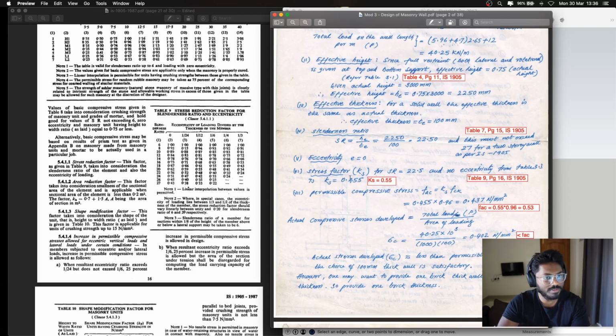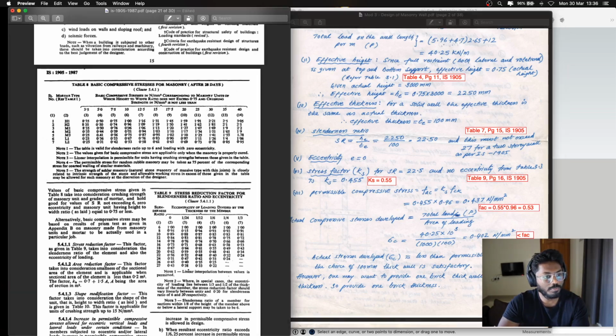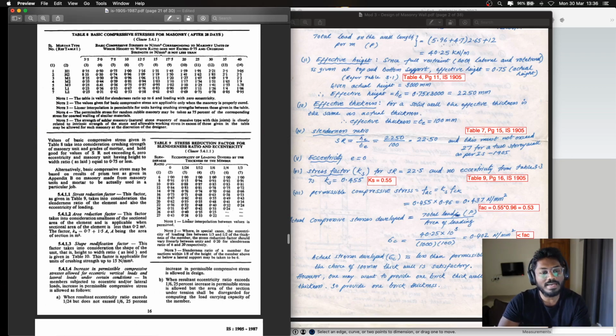Stress reduction factor, which has to be multiplied to the basic compressive stress that has been obtained from table 8. If you remember, the 0.96 value from the compressive crushing strength of 10 for a mortar type, we will have to multiply this stress reduction factor to that particular value 0.96 in order to get our permissible compressive strength or allowable compressive stress.